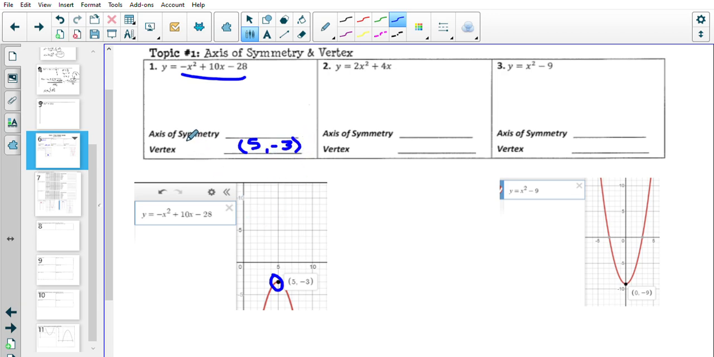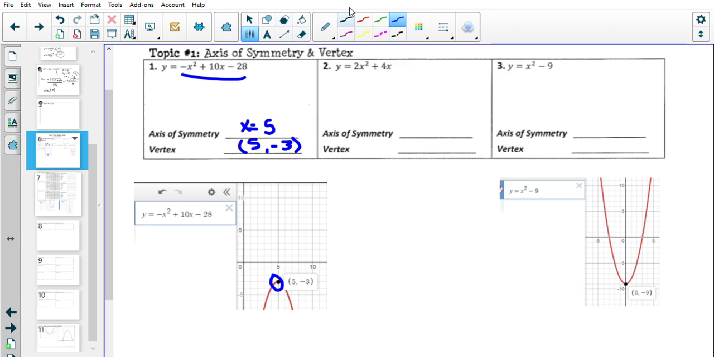Okay, and the axis of symmetry is very easy because we know that the axis of symmetry is always x equals, and it's the x value of the vertex. In our case, x equals 5. Okay, if I do ask you, is this a maximum or a minimum? We know it's a maximum because it's at the top of the graph.